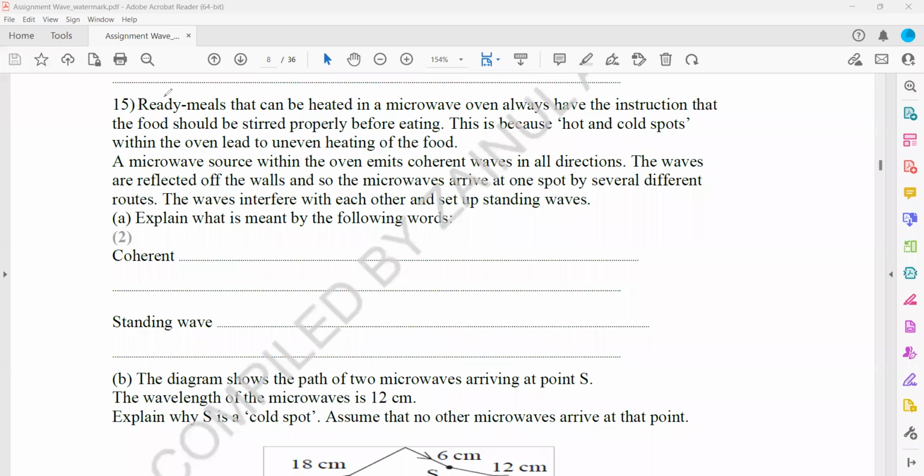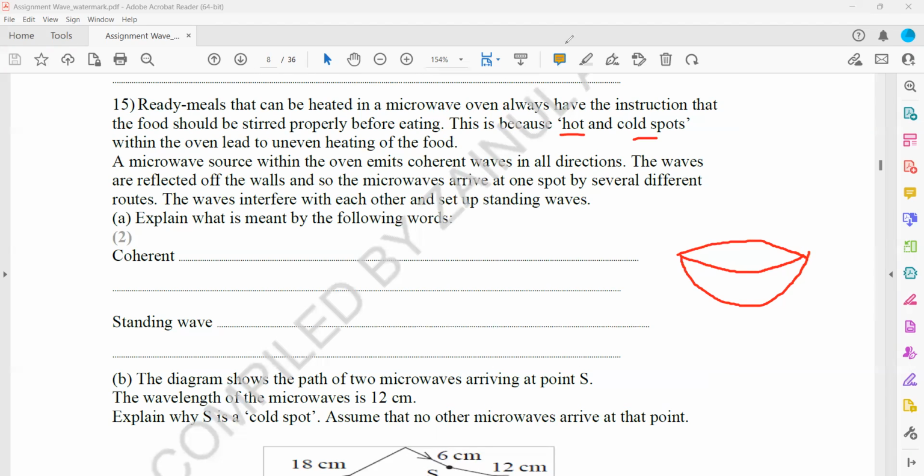So question number 15 is related to the standing wave assignment, the waves assignment. Ready meals that can be heated in a microwave oven always have instructions that the food should be stirred properly before eating. This is because of hot and cold spots within an oven, which lead to uneven heating of the food. Why are there actually hot and cold spots within the food in a microwave oven?